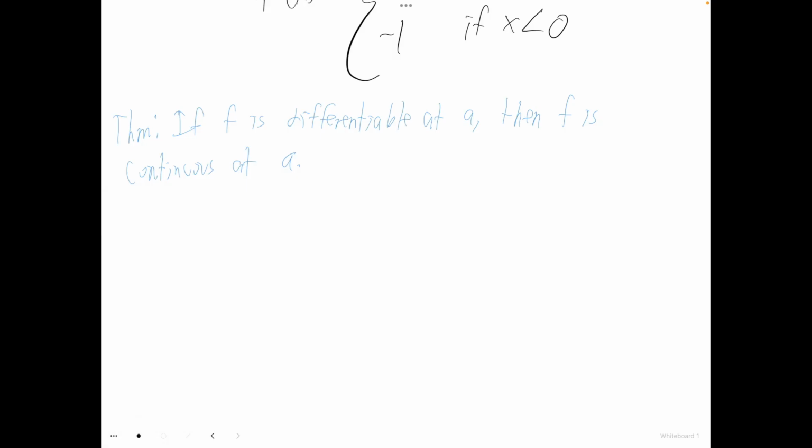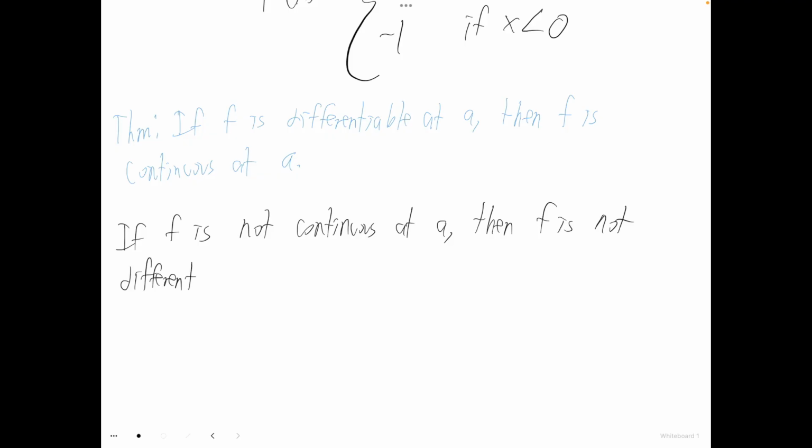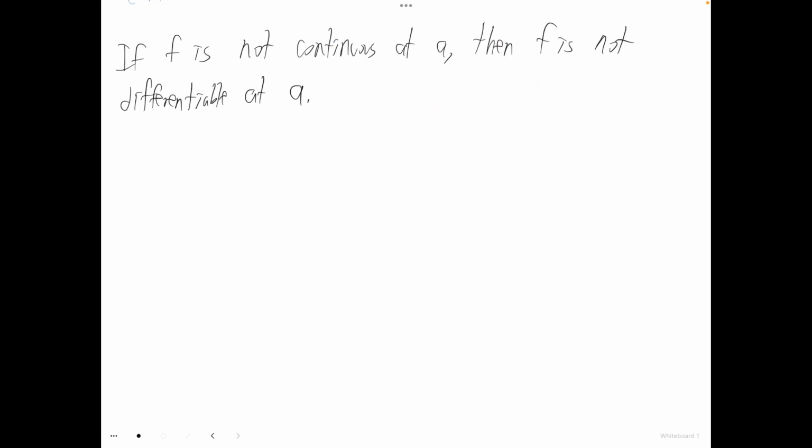So there are three situations in which graphically a derivative won't exist. And so the first one is just corresponding to what we just said. If f is not continuous at a, then f is not differentiable at a. So if you have a discontinuity, then you're not differentiable there.